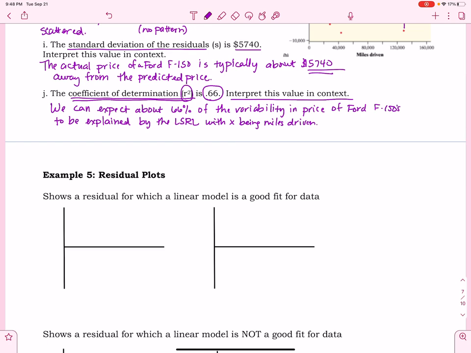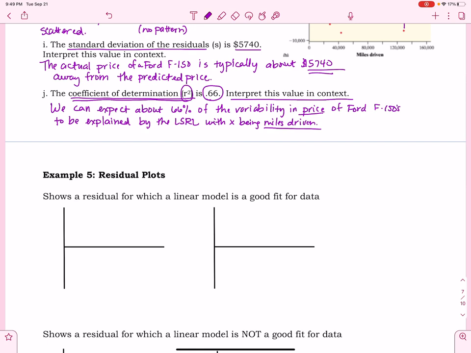whatever that cost of the Ford is going to be, I can attribute 66% of the reason it's that price to be directly linked to the relationship between the price and the miles driven. Now, the thing you need to remember when you're interpreting R squared is that if you just have the correlation R, you can find the coefficient of determination by squaring it. And let's say you're given R squared and you're asked to interpret the correlation. Well, you just take the square root of R squared to find R.